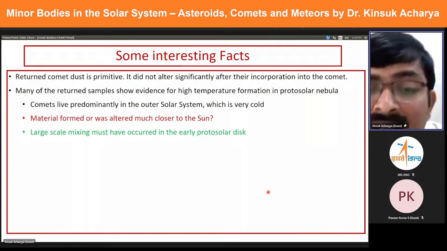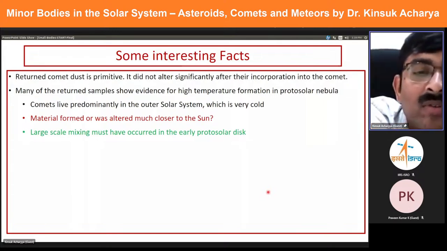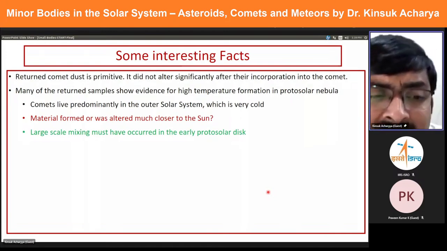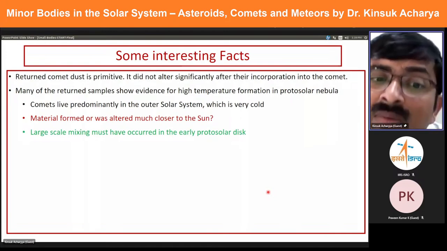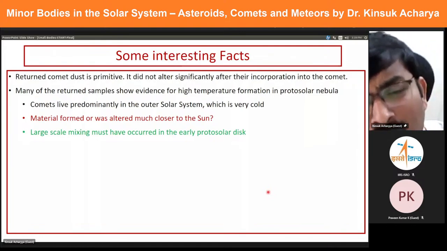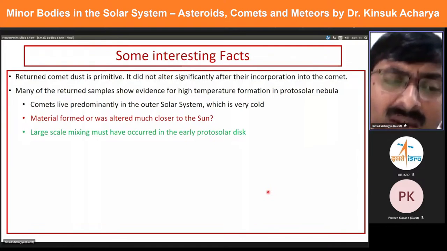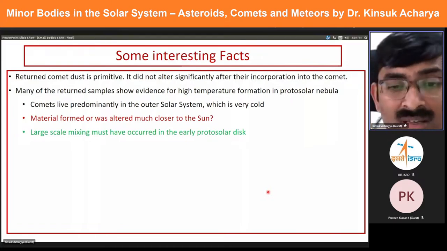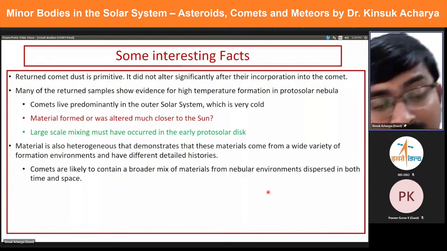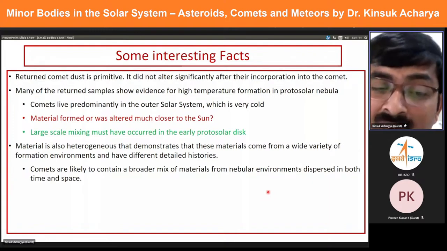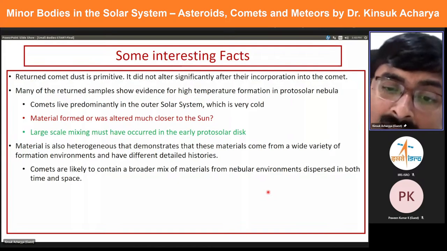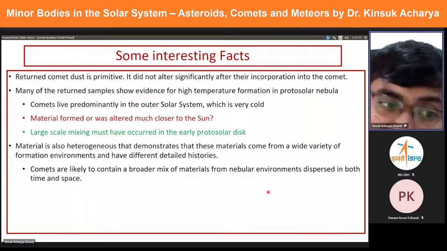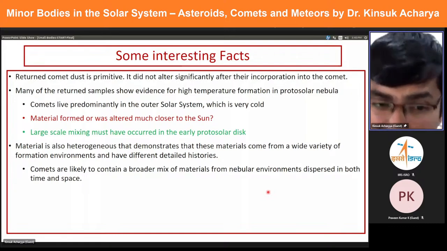So that means that some material is coming from close to the sun. It has formed close to the sun. So it clearly tells that this material formed or was altered much closer to the sun. It also tells us this is probably large-scale mixing that happened in the early protosolar disk. So the material is primitive, but it also bears the signature that large-scale mixing had happened. So you can use this information to characterize your protoplanetary disks.